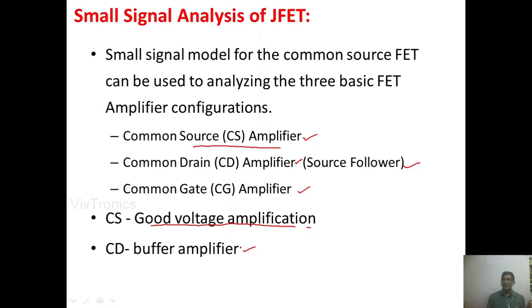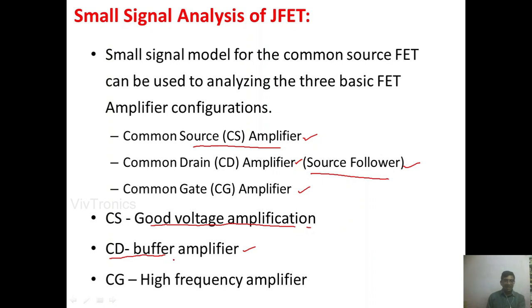So the buffer amplifier will provide you very high input impedance and a low output impedance. That can be done using the source follower, like the CC amplifier or emitter follower in our BJT. In JFET we have CD, the common drain amplifier configuration, and the third configuration, which is the common gate amplifier, will be used for high frequency amplifications. When we need very high frequency amplification, then we will go for the common gate amplifier configuration.